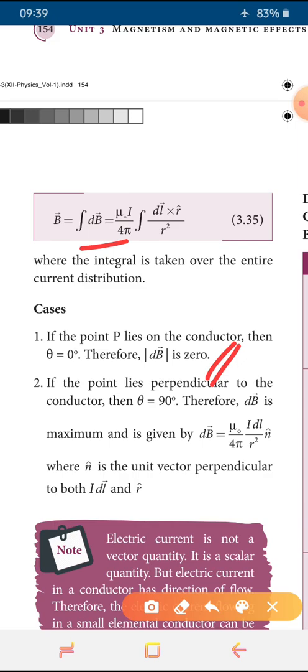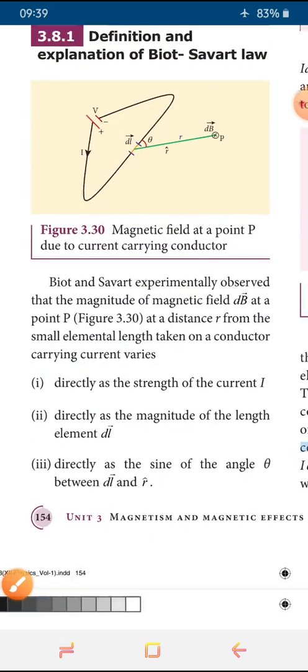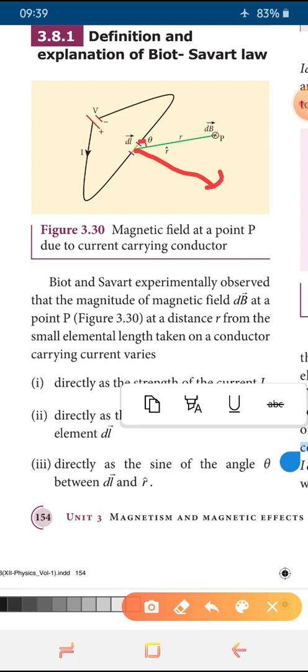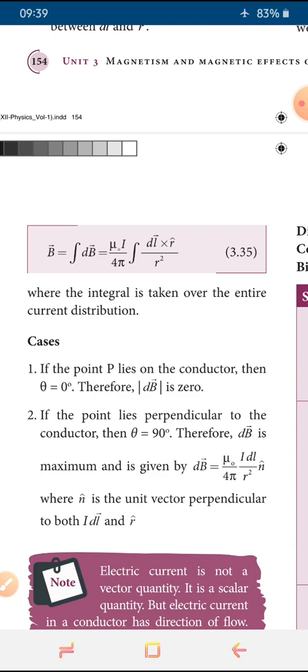Suppose the point is perpendicular to the conductor, theta is equal to 90 degree. Theta equal to 90 degree means this P point will be exactly at 90 degree like this. So here between the conductor and this P point it will be 90 degree. If it is 90 degree, we can apply that in the equation, then we will get the maximum value, that is dB vector is equal to mu naught by 4 pi I dl divided by r square n cap. N cap is the unit vector perpendicular to both dl vector and r cap. Understood, children? Two cases we are giving. If P is lying on the length of the segment, theta will become 0, then the total dB value will become 0. If theta is 90 degree, the answer will become what? Maximum, that is given in the equation.